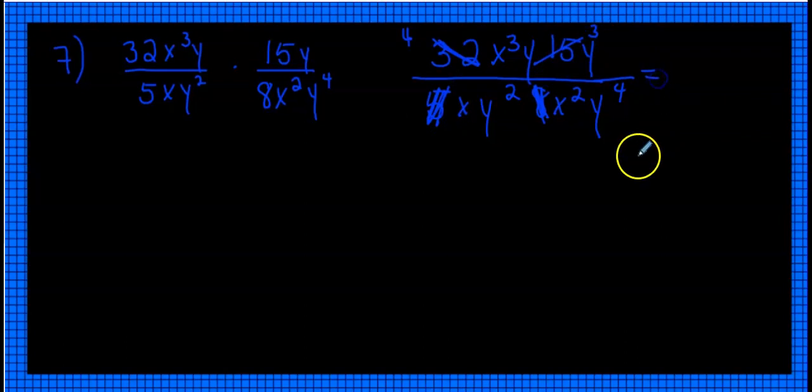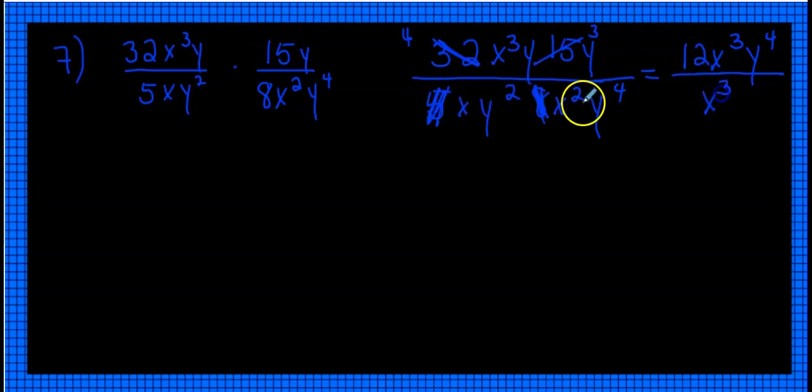At this point, I'm going to show you two different ways to do this. What I can do is go ahead and multiply everything out. 4 times 3 is 12. x cubed, and then y times y cubed is y to the 4th. And then on the bottom I have a 1, and then I have an x cubed and a y to the 6th. Remember, you add those exponents together when you multiply.